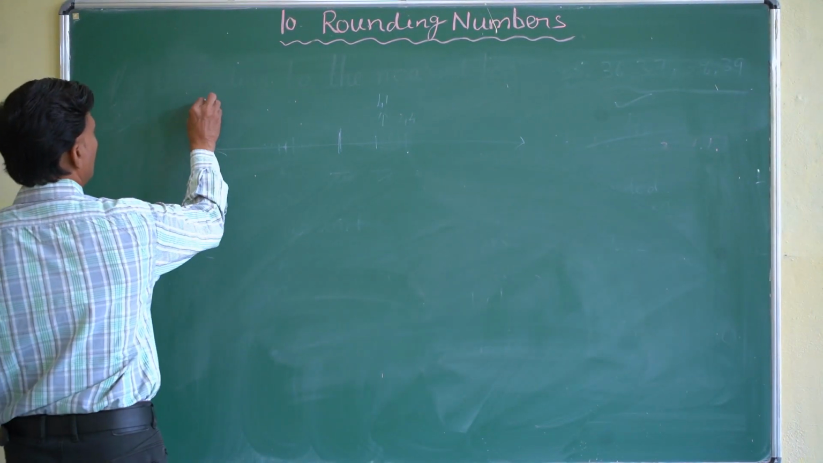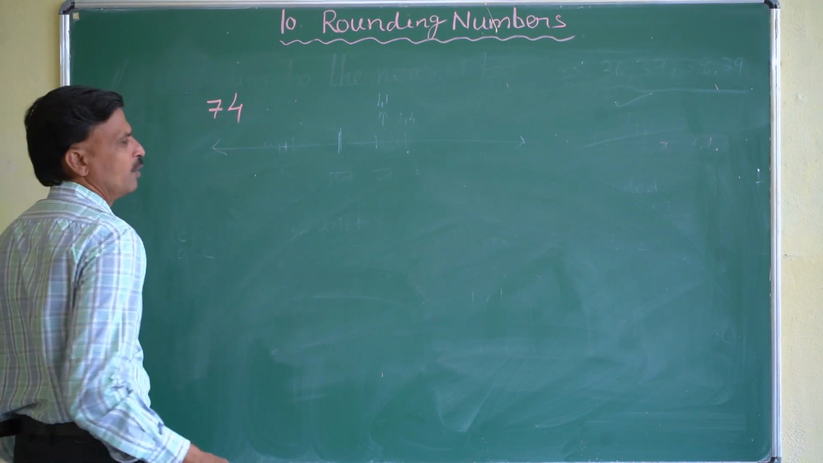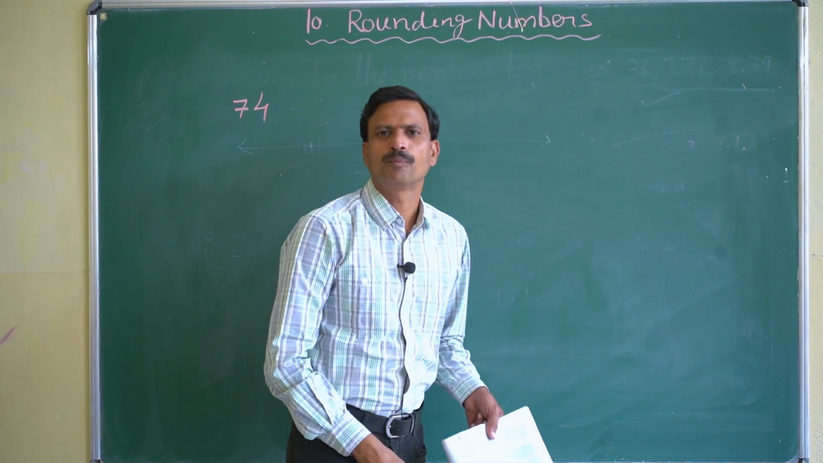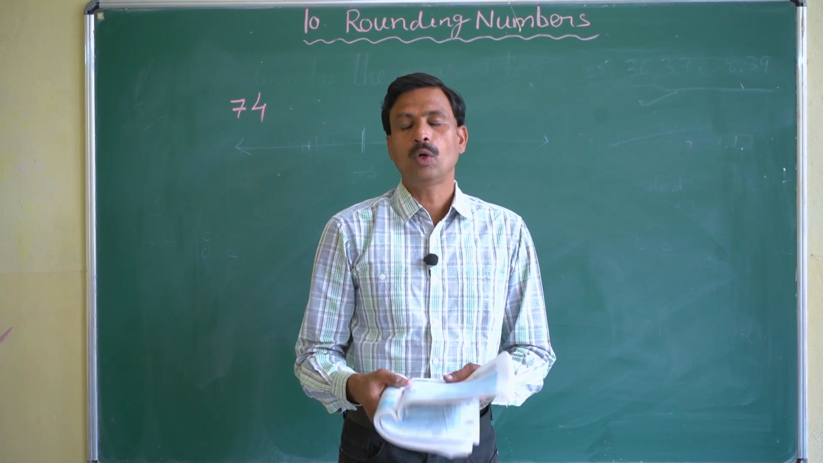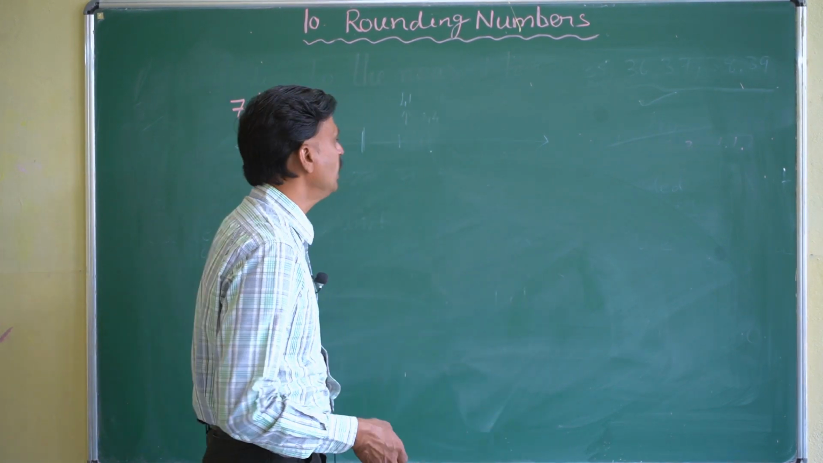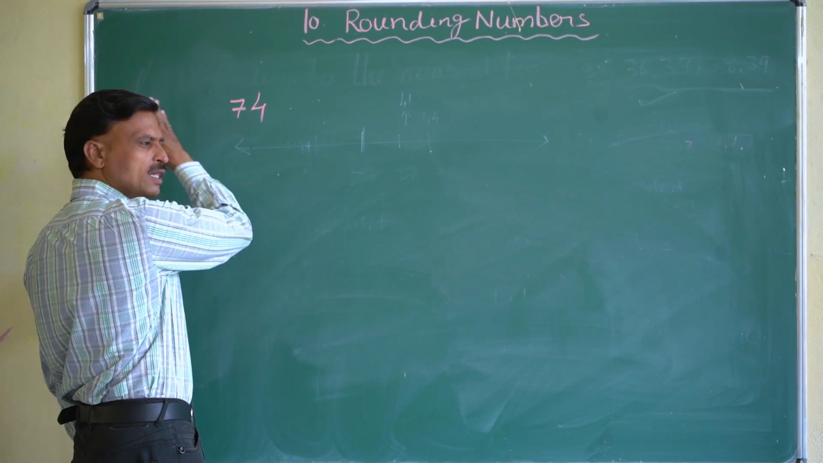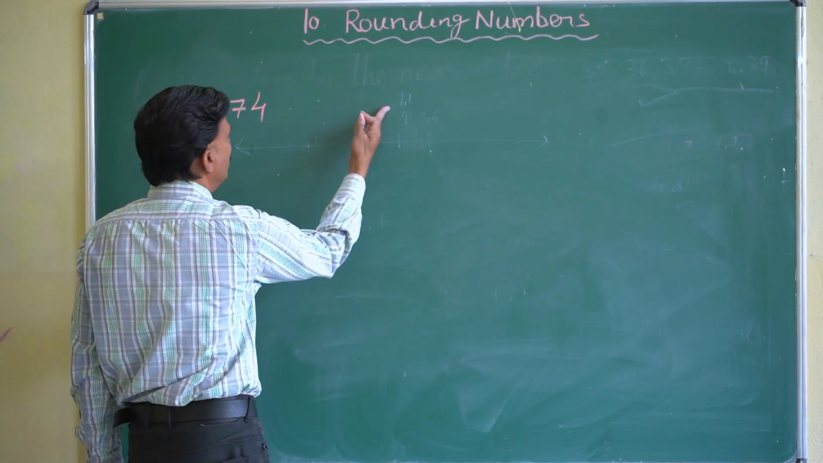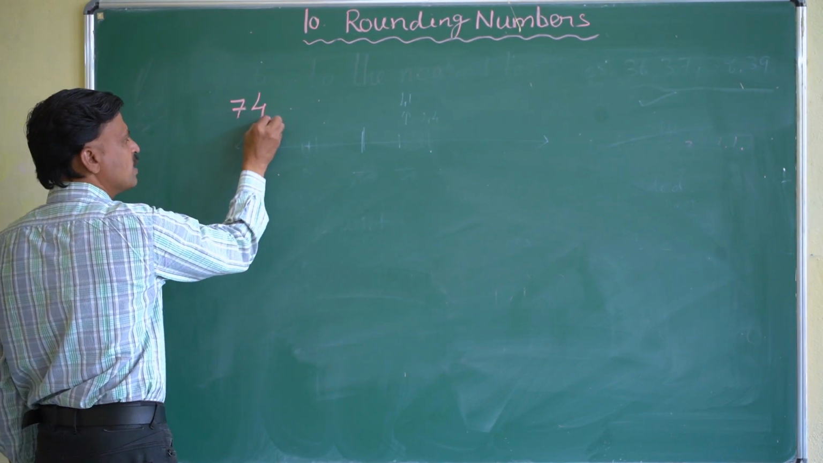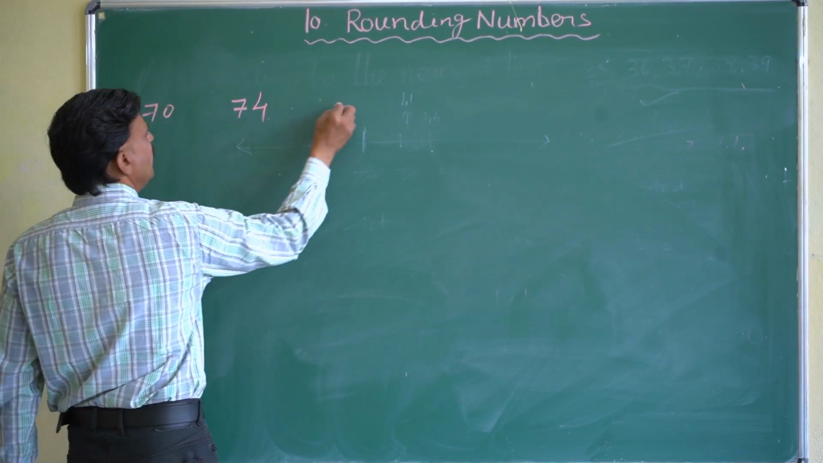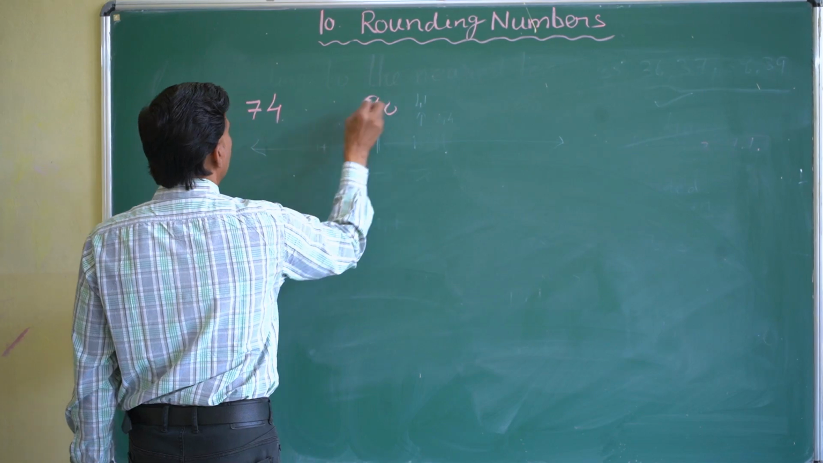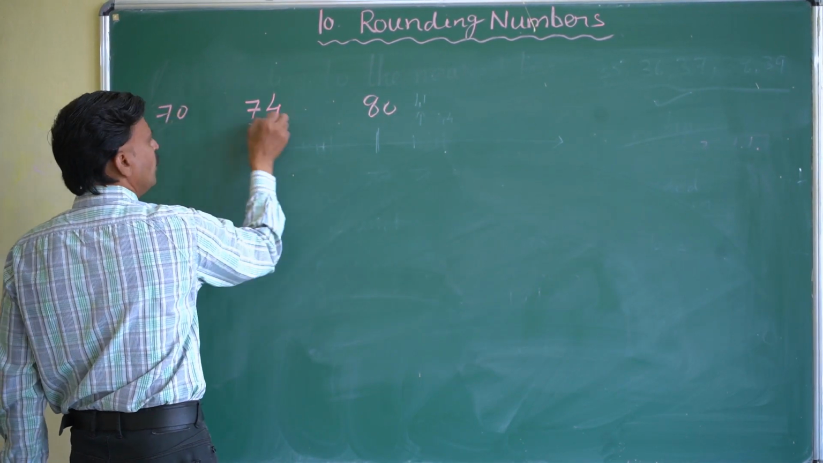Second number, suppose that is 74. Okay, so this number is 74. We want to round off to the nearest 10. It means it is near to 70 or it will be near to 80, because when we round off this 74 to the nearest 10, either it will give 70 or 80, right? So it is near to 70 or 80.